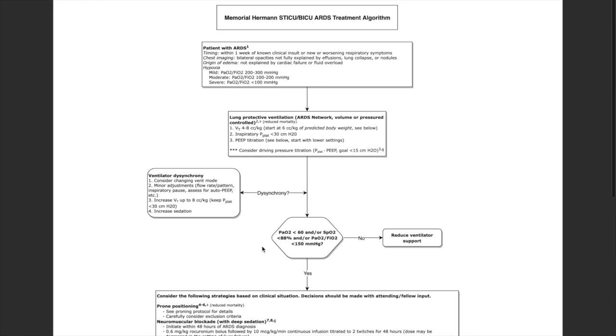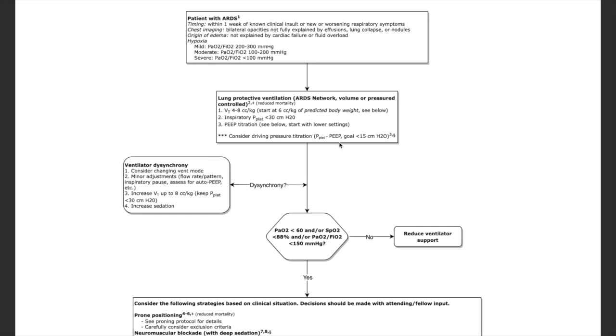So let's get started here at the beginning of the algorithm. How do we diagnose ARDS? This is according to the Berlin criteria, which were created in 2012. As you can see in the algorithm, you have to meet 4 criteria, the first being timing. The diagnosis has to be made within 1 week of a known clinical insult or new or worsening respiratory symptoms. On chest imaging, there must be bilateral opacities that are not fully explained by effusions, lung collapse, or nodules.